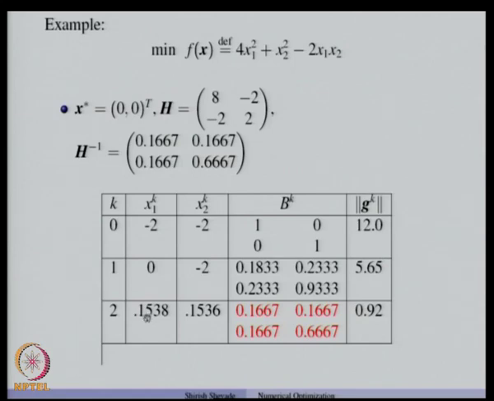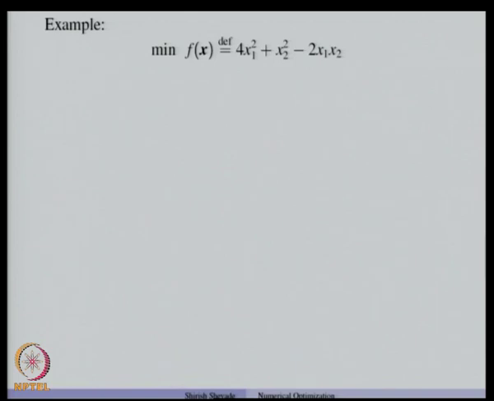So, at the end of the second iteration, the algorithm moves to the point 0.15, and we get the Bk matrix as same as the Hessian inverse, and the corresponding norm of the gradient is 0.92. And at the end of the third iteration, we have reached the point 0, where the norm of the gradient is 0. So, you will see that we started with an identity matrix B0, and in the course of the algorithm, we reached an iteration where the matrix Bk turned out to be same as the matrix H inverse.